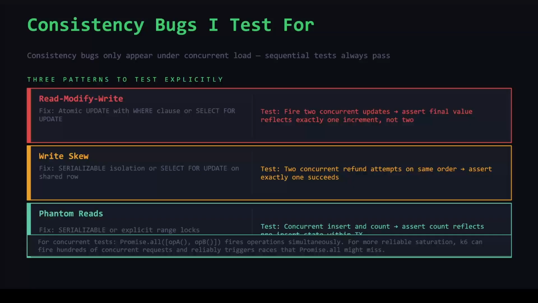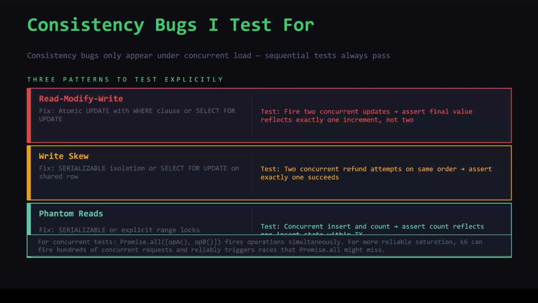The consistency bugs I test for. Consistency bugs only appear under concurrent load. Sequential tests always pass. Read, modify, write: 2 transactions read the same value, modify independently, write back. One write overwrites the other. The fix for this is an atomic update with a where clause or select for update. The test is to fire 2 concurrent updates and assert the final value reflects exactly 1 increment.